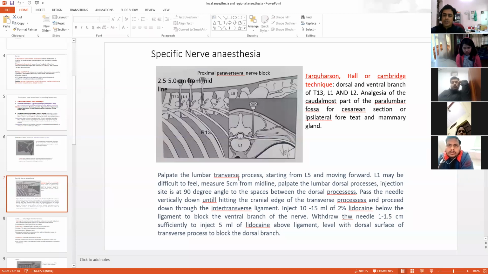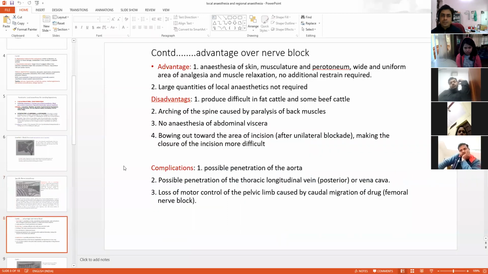Then it will reach the intertransverse ligament. Just below the transverse process, you will find this intertransverse ligament, and inject at least 10 to 15 ml of 2% lidocaine below the ligament to block the ventral branch of the nerve. So this is all about this proximal paravertebral nerve block. Then we will discuss the advantages and disadvantages written over there. I will give you notes, don't worry, after finishing this regional and local anesthesia.